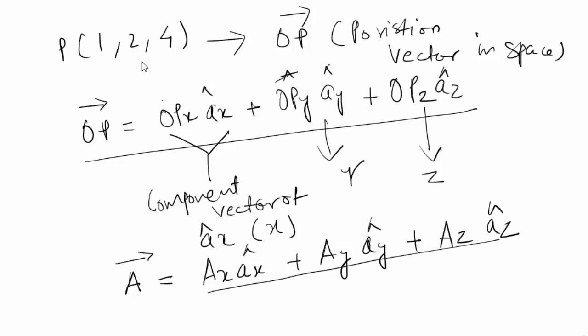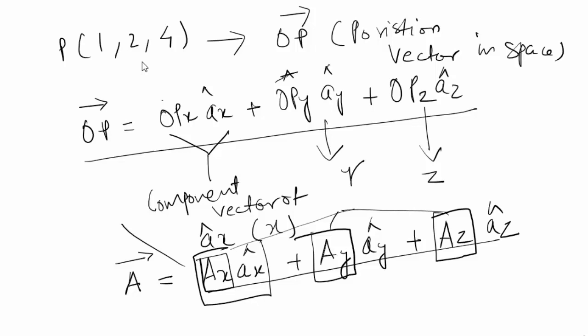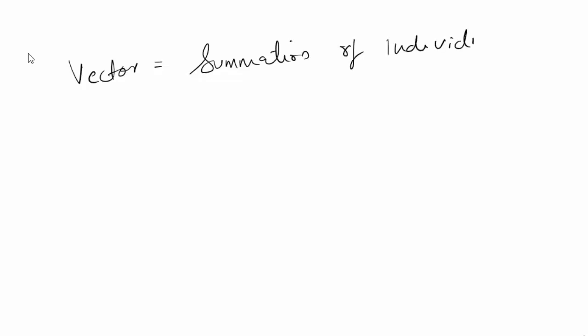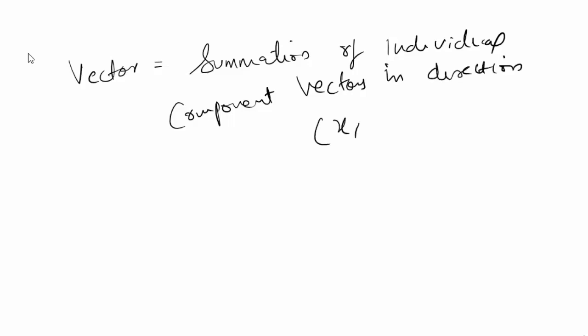So what I have found here are the magnitudes in the directions x, y, z respectively, and together these make the component vectors of A. So a vector is made up of two things. A vector is the summation of individual component vectors in the directions x, y, and z when you are saying it for the Cartesian coordinate system.